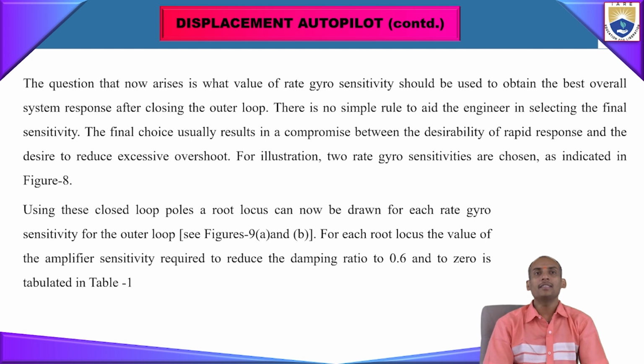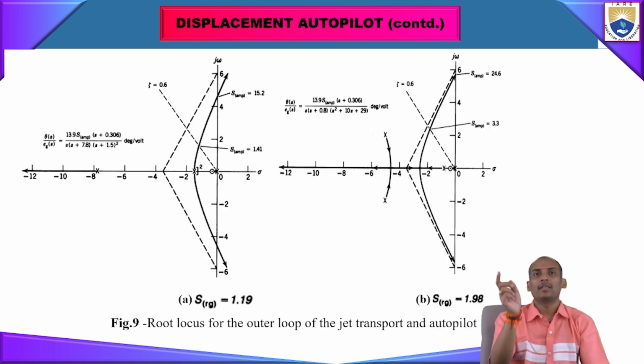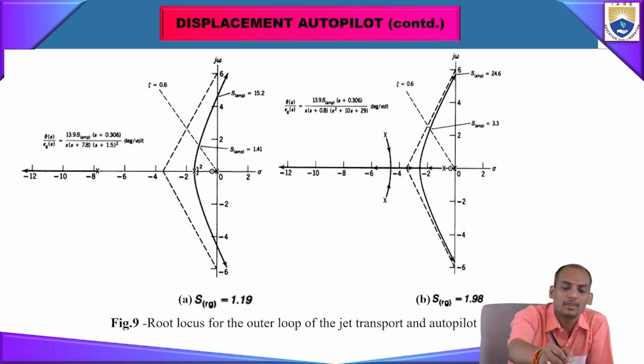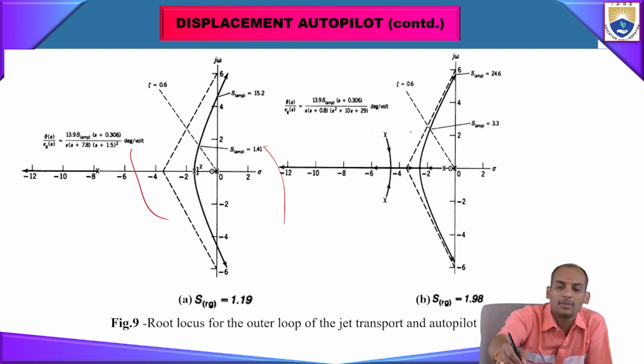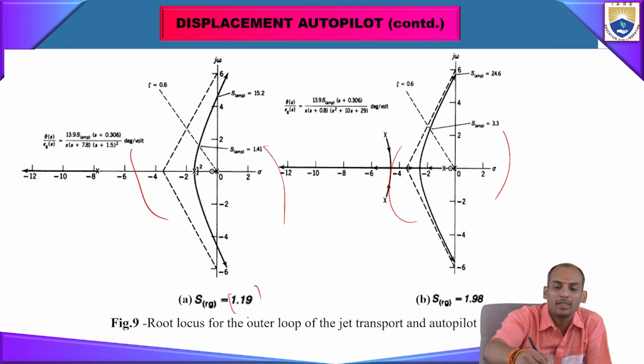So, as you're seeing with the open loop poles, the root locus can now be drawn for each rate gyro sensitivity for the open loop. For each root locus, the value of the amplifier sensitivity required to reduce the damping ratio from 0.6 to 0 is tabulated here. So for this, the root locus values for the jet transport autopilot for 1.19 and 1.98 are given here.